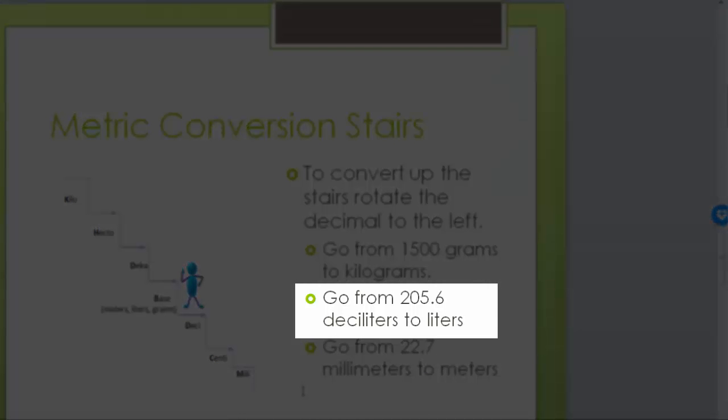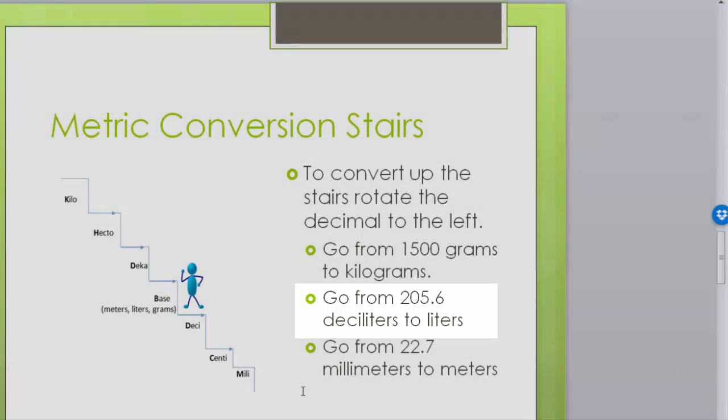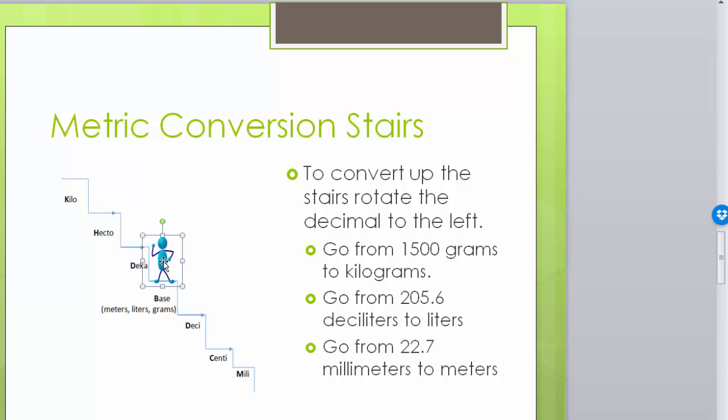For our second example, we're going to go from 205 6/10 deciliters to liters. Now I've put my little guy standing on the deciliter step, and I need to move him up to liters, which is on the base step. So that means I need to move him one spot to the left. That means I need to rotate my decimal one spot to the left. So if I take 205 6/10 and I rotate my decimal one spot, it would end up being 20 56 hundredths. In other words, 205 6/10 deciliters is the same thing as 20 56 hundredths liters.